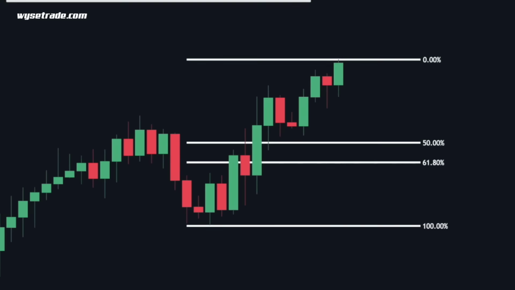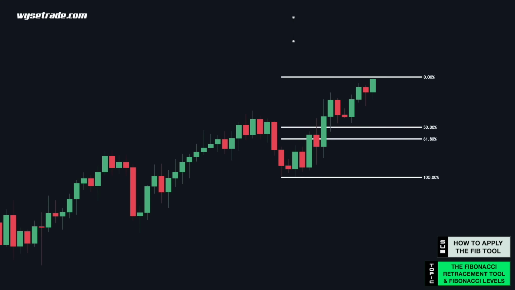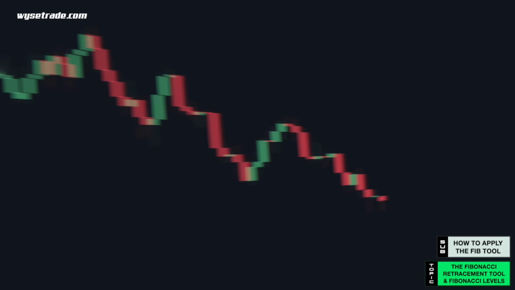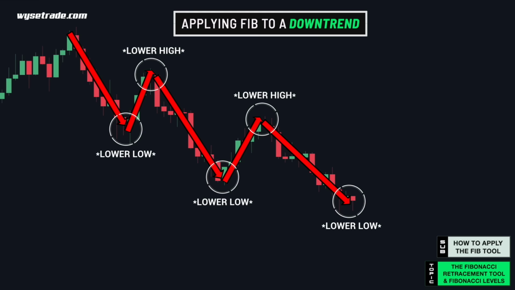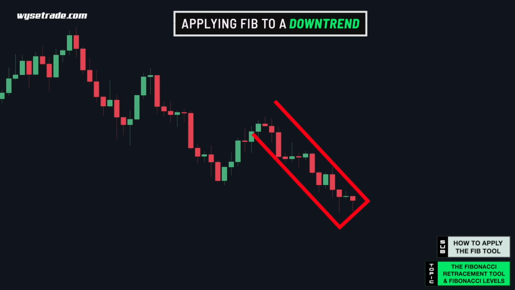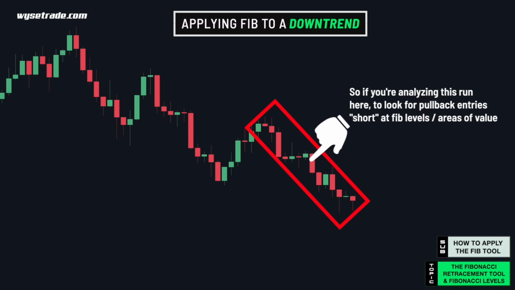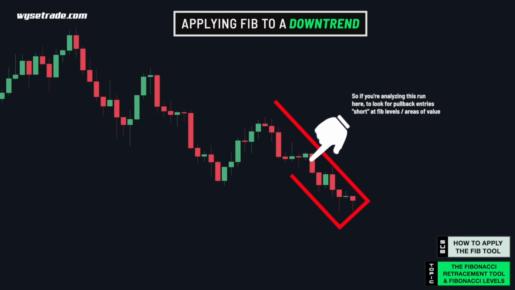So let's show this in the opposite direction and in a downtrend. You have your run, pullback, run, pullback, run. As you already know, a downtrend makes lower highs and lower lows. So if you are analyzing this run here and want to apply the Fib tool to find areas of value to enter trades short at, here's how it works.